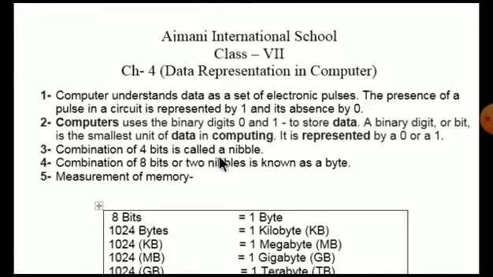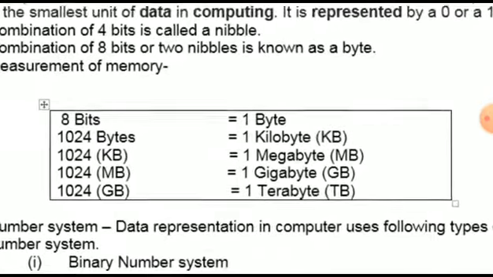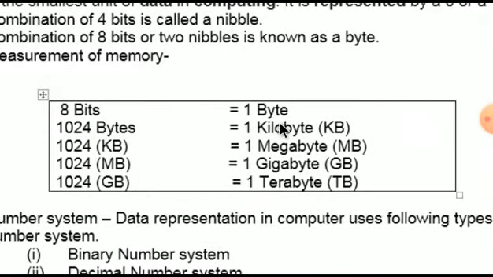Combination of 4 bits is called a nibble. Combination of 8 bits or 2 nibbles is known as a byte. Measurement of memory: 8 bits is equal to 1 byte. 1024 bytes is equal to 1 kilobyte. It's represented by KB. 1024 KB is equal to 1 megabyte, means MB. 1024 MB is equal to 1 gigabyte, means GB. 1024 GB is equal to 1 terabyte, means TB.